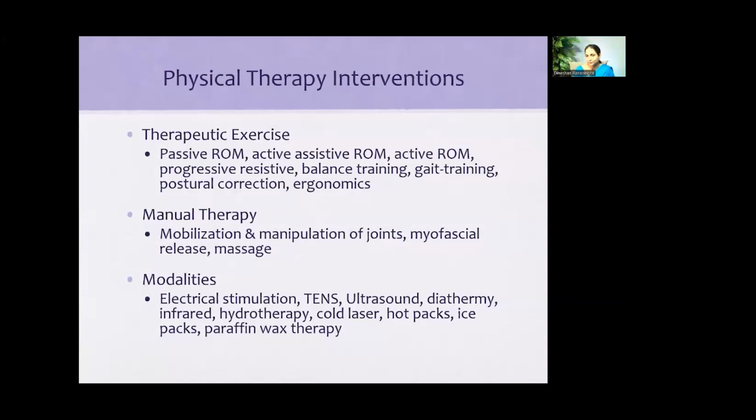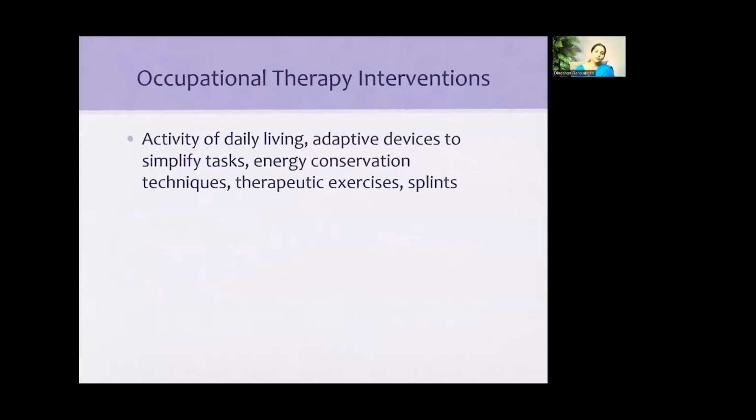pain reduction. Occupational therapy could assist in activities of daily living. Ultimately, that is what we want to achieve. We want the patients to be independent and get about their activities without pain or with minimal restrictions. So adaptive devices to simplify tasks.